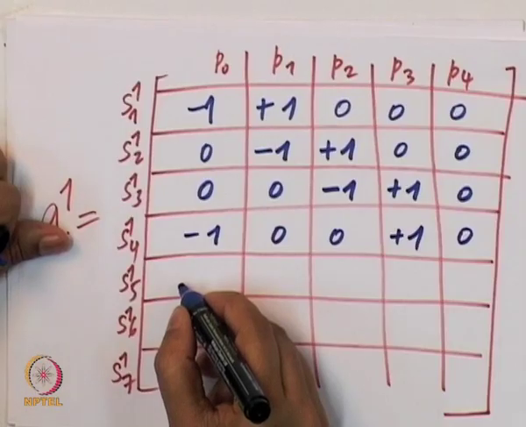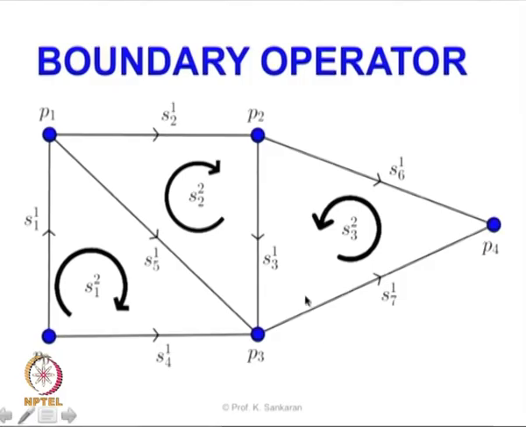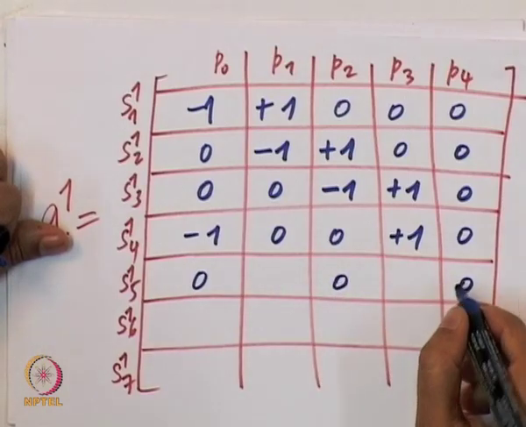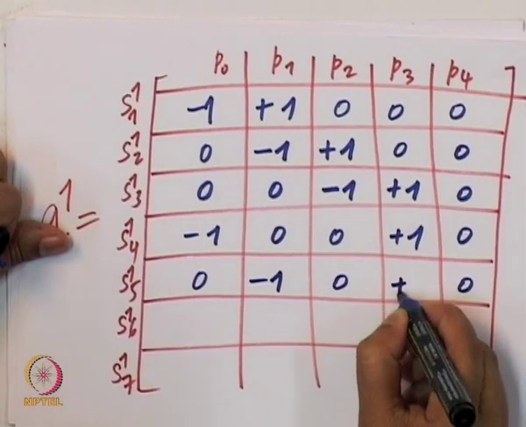For S15, likewise in the graph, what you see is P1 and P3. So the rest of the things I can put 0. It's going away from P1, so it's -1. It's going into P3, so it's +1.